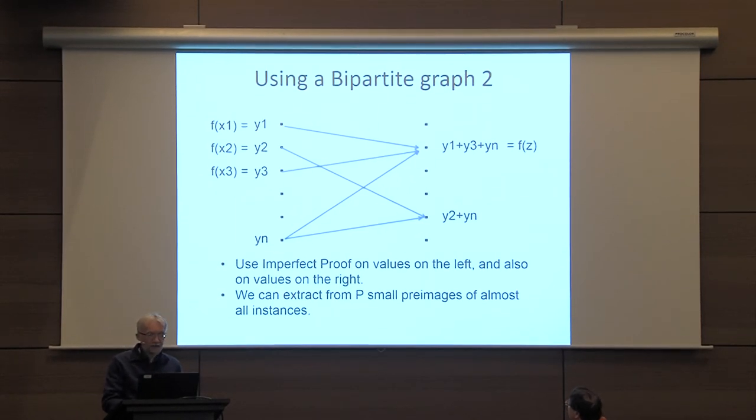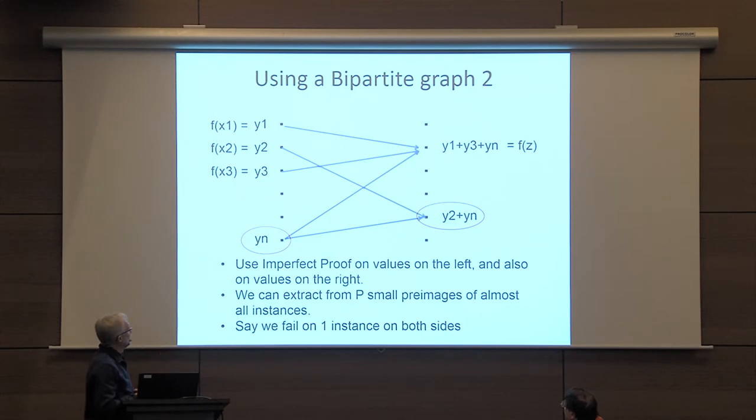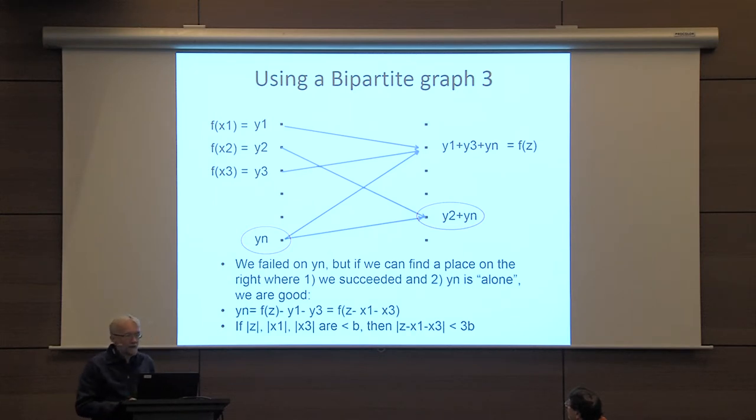But we'll miss some values. Let's just say, for example, we might fail on, let's say, one instance on either side. And this means we're not done because we wanted a pre-image of yn, of course. But the point is that if the graph is nice enough, we'll still be in business. So since we failed on yn, if we can find a place on the right-hand side where, one, we succeeded in getting pre-images, and secondly, the target value, yn in this case, is the only one that failed in the neighborhood of this guy on the right. So you can see this is exactly what happens on the right there.